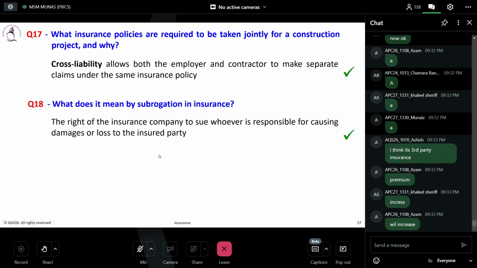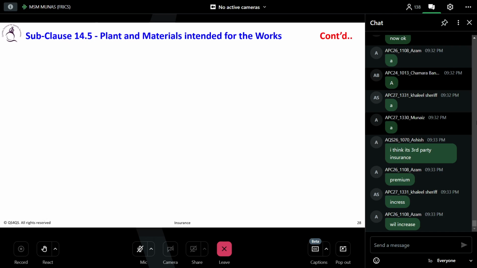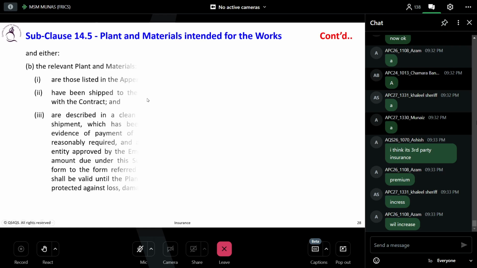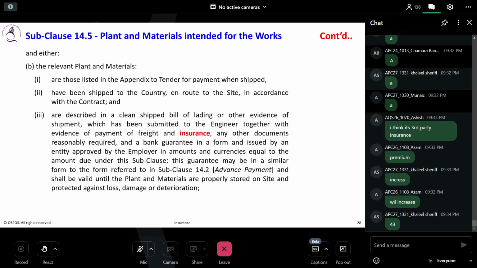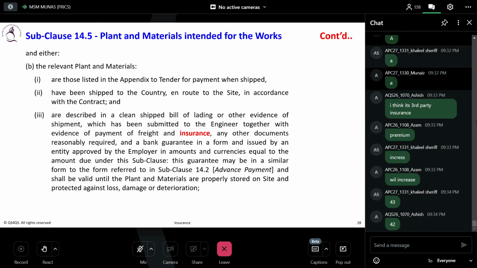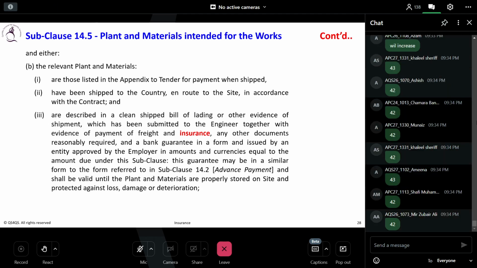Okay, subclause 14.5. This is one insurance policy we have to understand when you talk about material offsite. When you go for material offsite, this is needed. So all of you go to subclause 14.5, page number 243. This subclause we may touch two or three times again and again.